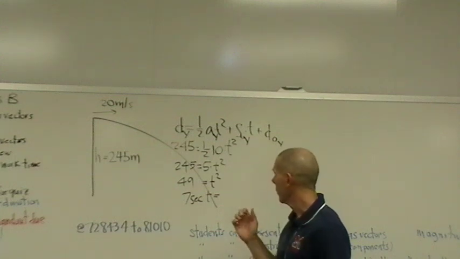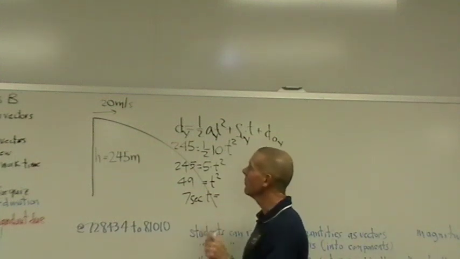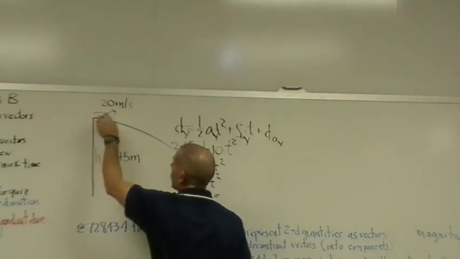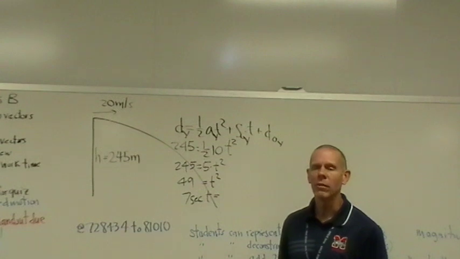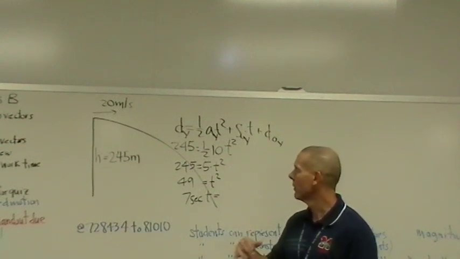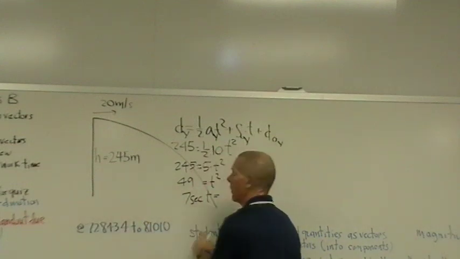Now the point is this thing's going to be in the air for 7 seconds. Every one of those 7 seconds, it's going to go 20 meters sideways. It's going to do it 7 times, and almost everybody knows that 7 times 20 is 140, so I can tell you right now, this is going to be 140 meters.